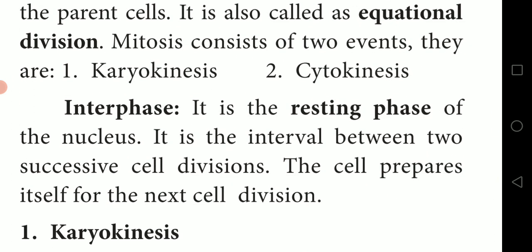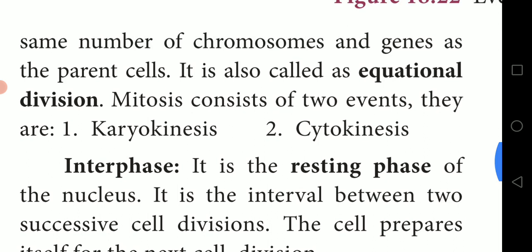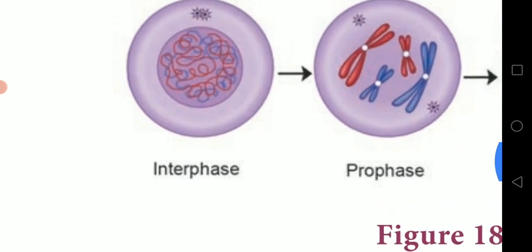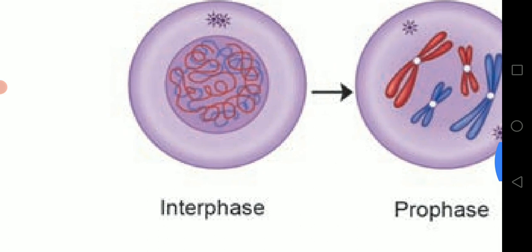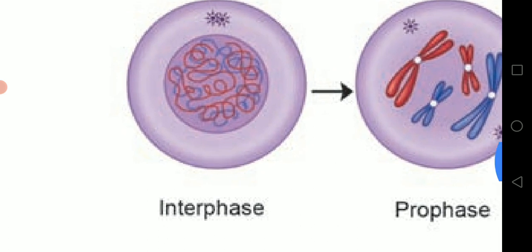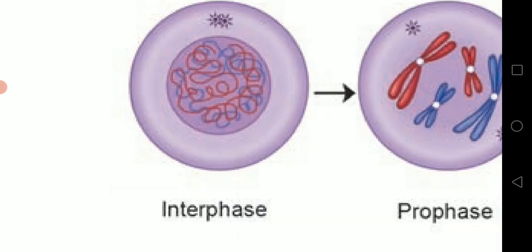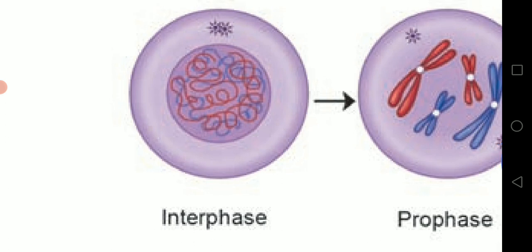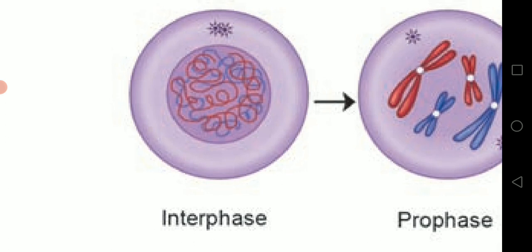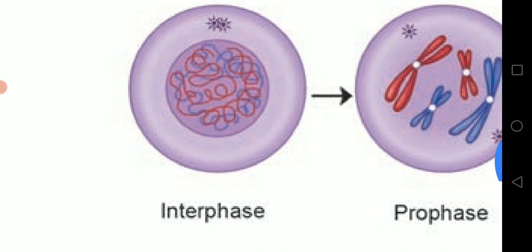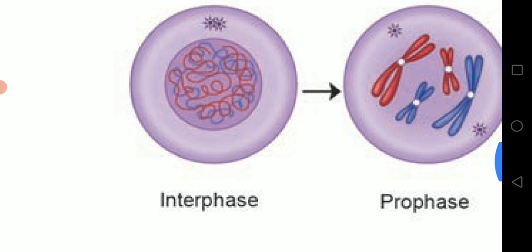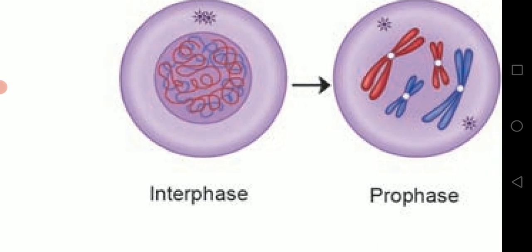The first phase in the events of mitosis is the interphase. As you have seen in the picture here, this is what we call interphase. It is the resting phase of the nucleus. The nucleus undergoes resting, that is why it is called the resting phase of the nucleus. It is the interval between two successive cell divisions. The cell prepares itself for the next cell division. That is what we call interphase.